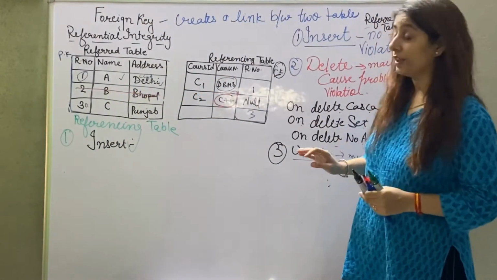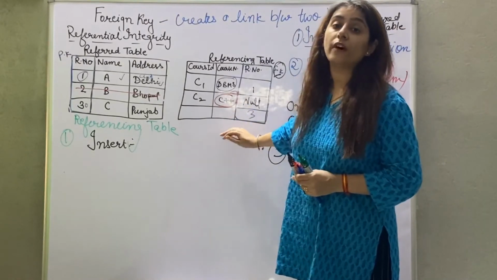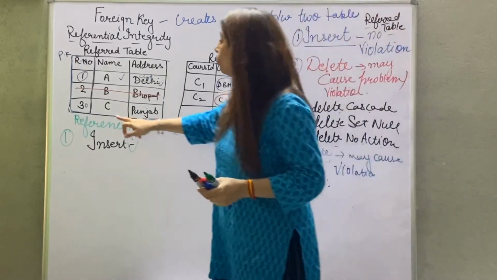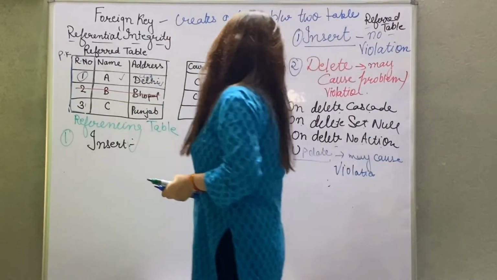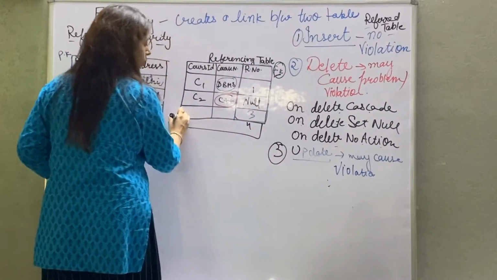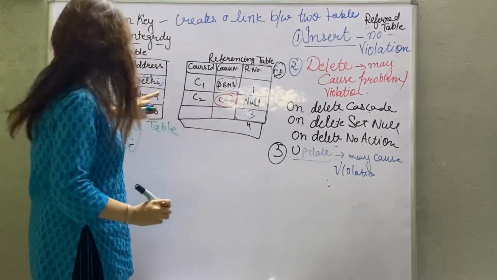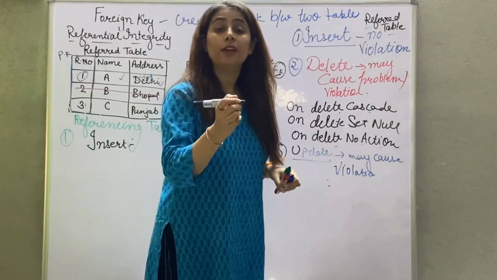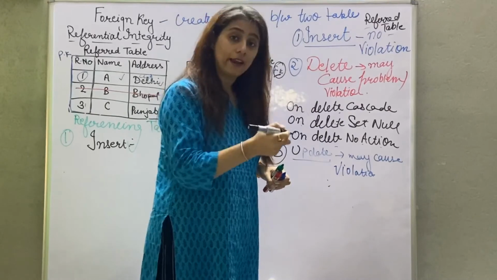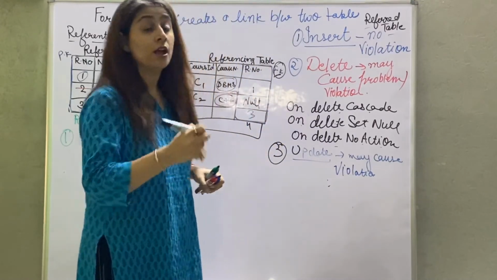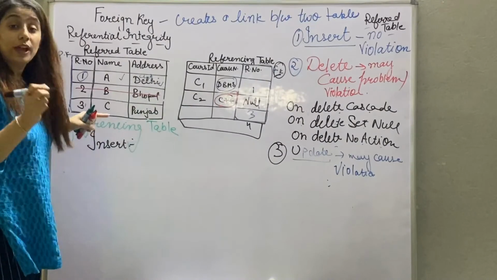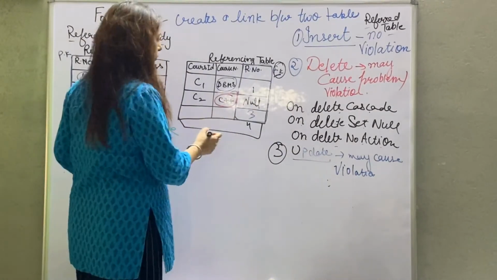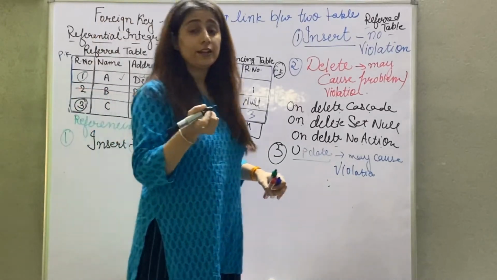I told you that you cannot directly add values over here. Different values you cannot add here. Suppose you want to add roll number 4, but this roll number 4 does not exist here. Then in that case it will cause an error. The database will create an error here and will not allow you to enter. But of course, if you want to enter roll number 3, then it's okay.